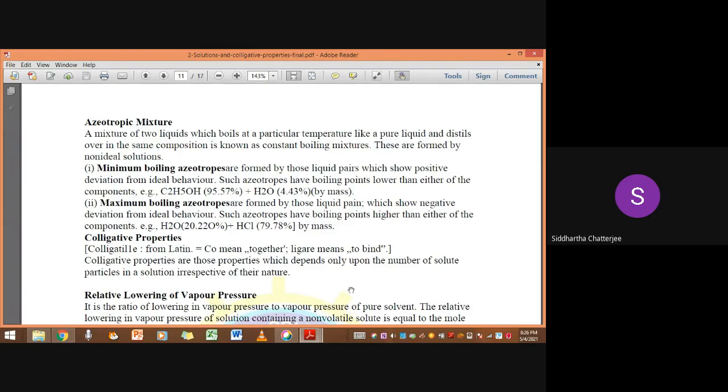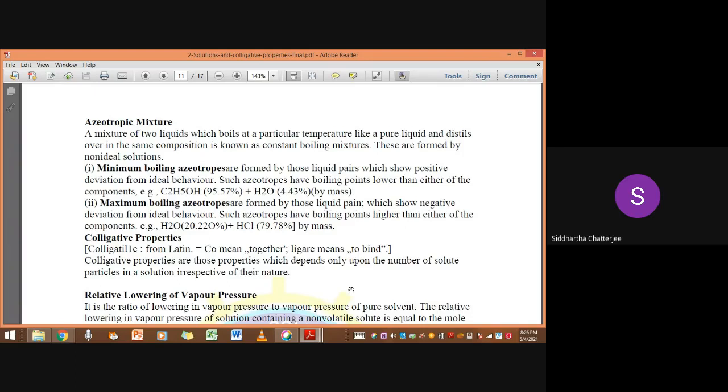Okay, so here you will see the maximum boiling point azeotrope with the non-ideal solution in case of negative deviation from Raoult's law. Here you find the minimum boiling azeotrope, suppose ethanol 95% and water 4.43%. That is by mass, nearly 95% ethanol and 5% water. Always you will find constant composition when you are carrying out the distillation; that mixture is known as an azeotrope mixture.